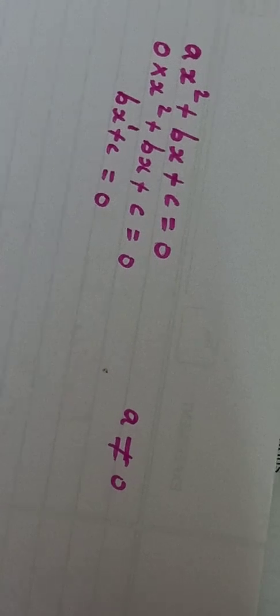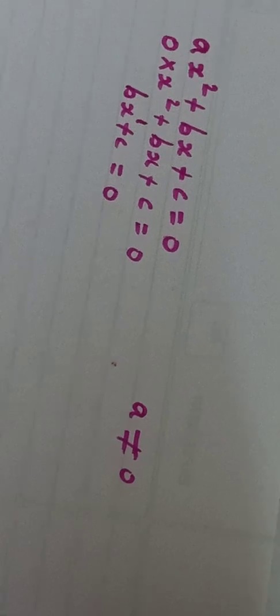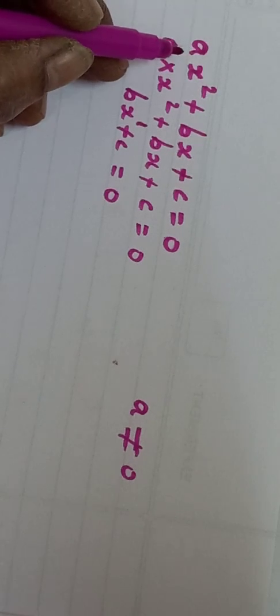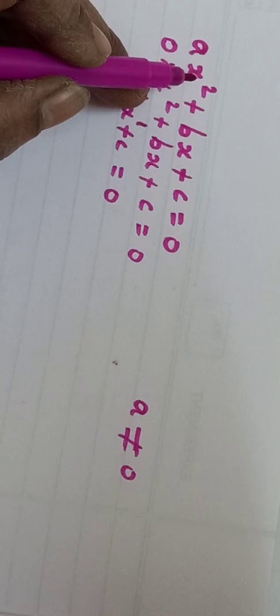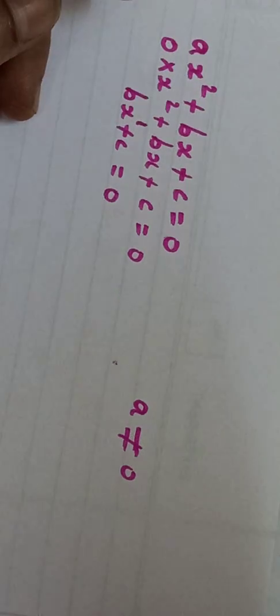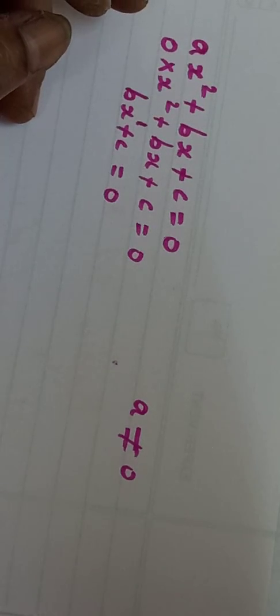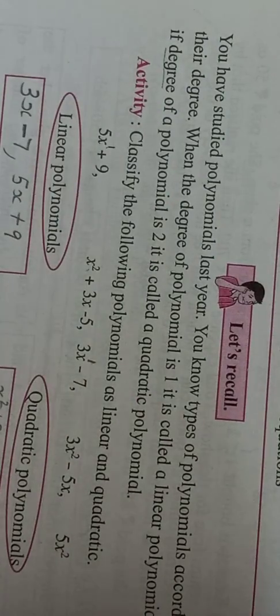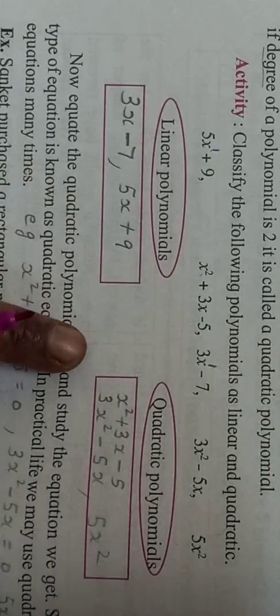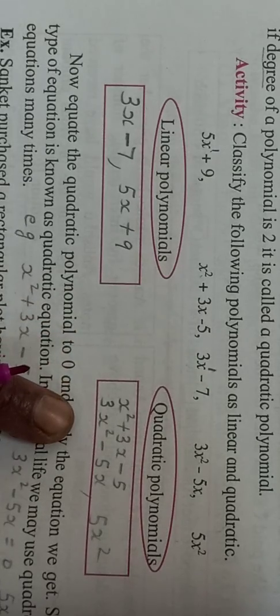So if you want to identify which equation is a quadratic equation, first thing is this a should not be equal to 0 and the degree of the given equation should be 2. Then it is going to be a quadratic equation. So some examples also can be taken. This activity based exercise, you can solve it in your activity book.